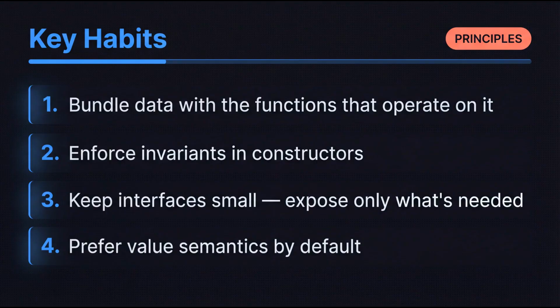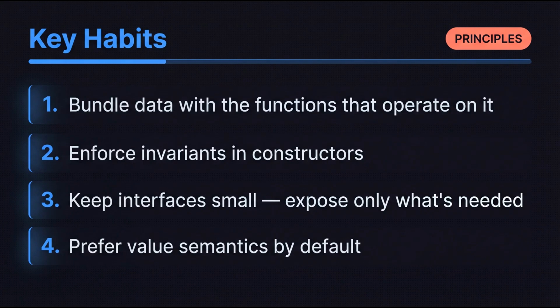4 habits for designing good types. First, bundle data with the functions that operate on it. If a function only makes sense in the context of certain data, it belongs as a member function. Second, enforce invariants in constructors. If a value can't be negative, reject it at construction time. Don't let invalid objects exist.